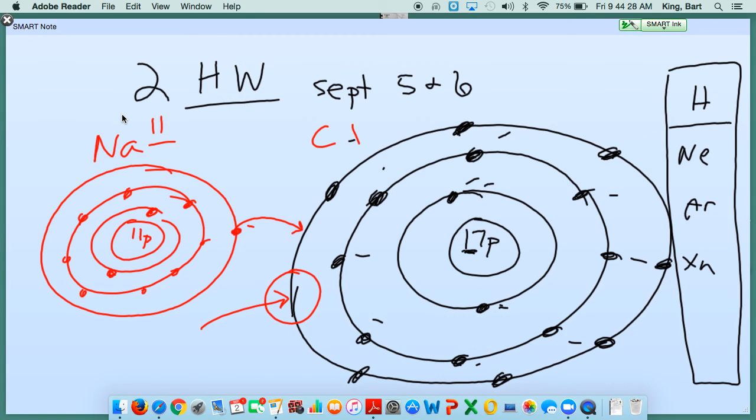Because now, if sodium gives that 1 to chlorine, it doesn't have this anymore. Look what it has now. 1, 2, 3, 4, 5, 6, 7, 8. It's stable. Okay? And chlorine gained that 1 electron it needed. So now it has 1, 2, 3, 4, 5, 6, 7, 8. It's happy. But for this to happen, they have to be together. It's a deal they have to make.